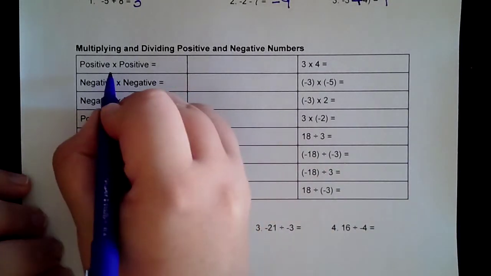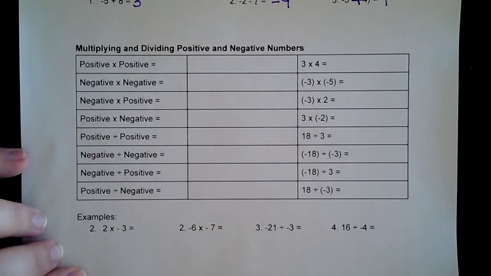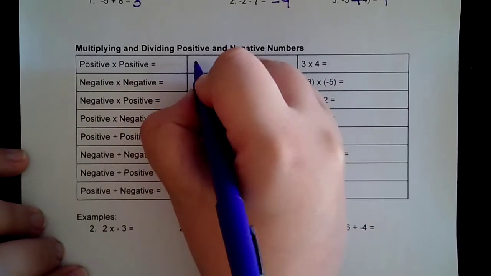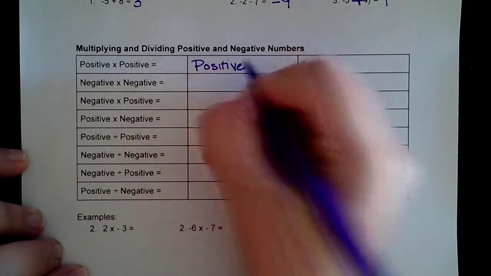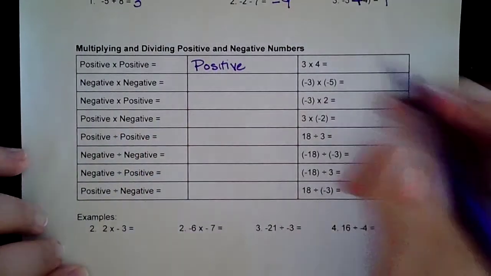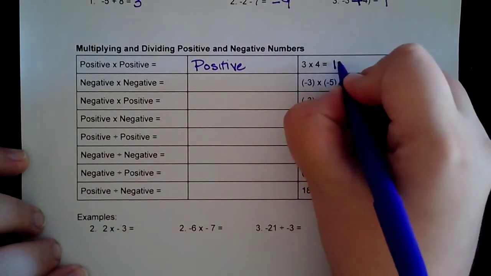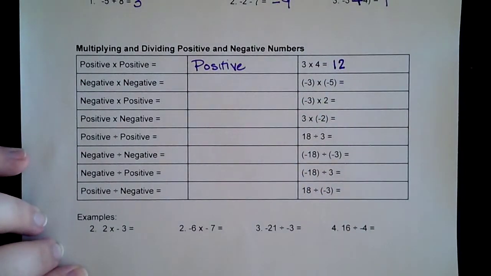So, when we take a positive times a positive, that one is obviously going to get more positive. You can't get something out of nothing here. So positive 3 times 4, positive 12.